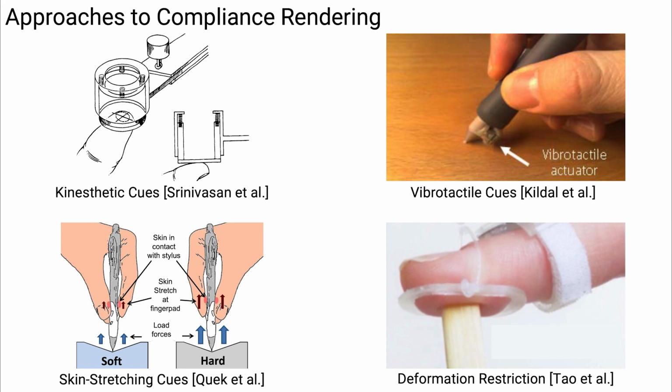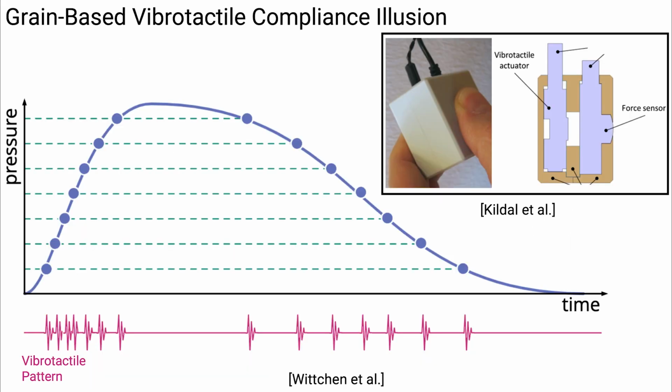As compliance is expressed as a relation between force and displacement, the basic approach is altering perceived haptic sensation when the user presses the object, such as adding kinesthetic cues, vibrotactile cues, skin stretching cues, and restriction of the finger deformation. Among them, the grain-based vibrotactile compliance illusion is widely used and deeply related to my approach.